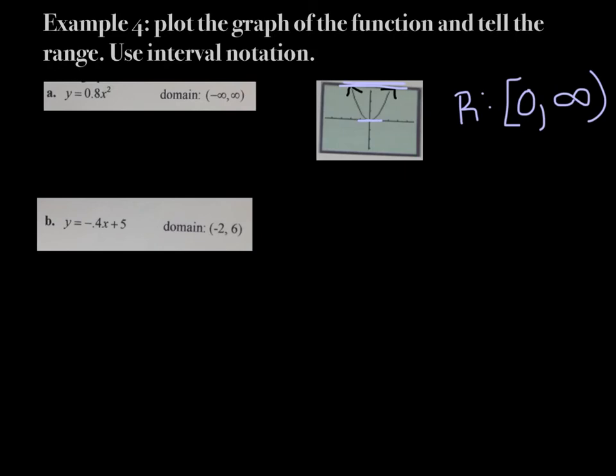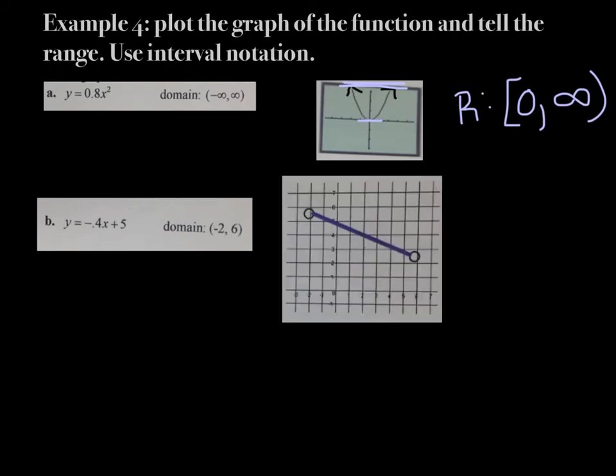Okay, the next one, y equals negative 0.4x plus 5, that's a linear, but we're limiting the domain from negative 2 non-inclusive to 6 non-inclusive. So that's going to be a line, but it's limited, so it's actually going to be a segment. And because it's non-inclusive, we're going to have open circles on both ends of that segment, so it will look like this.